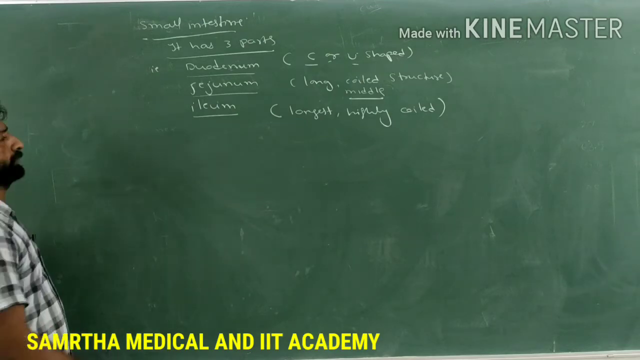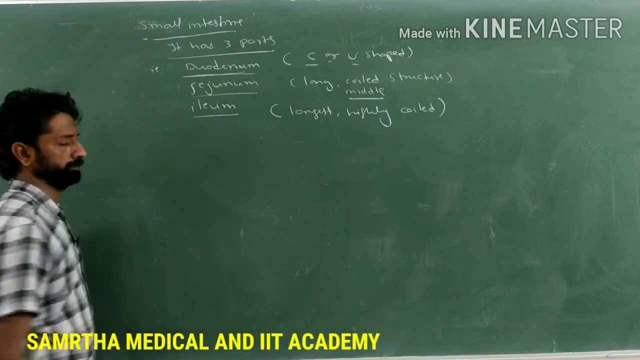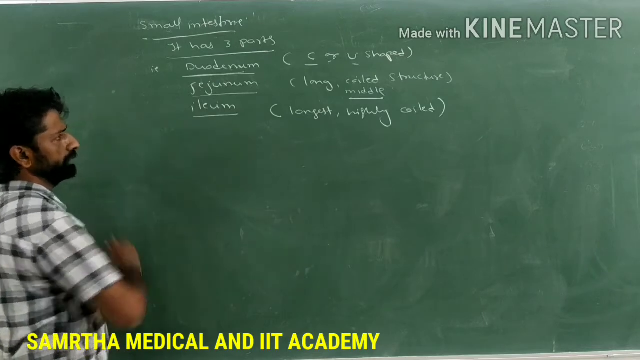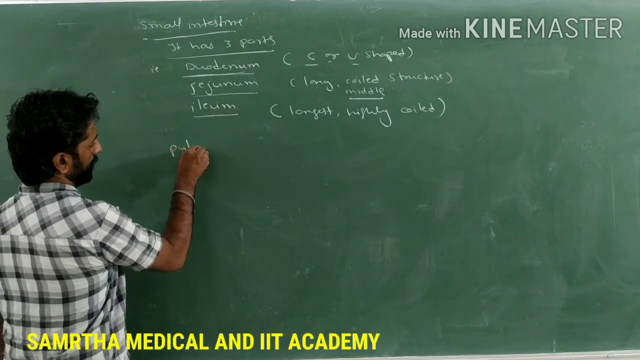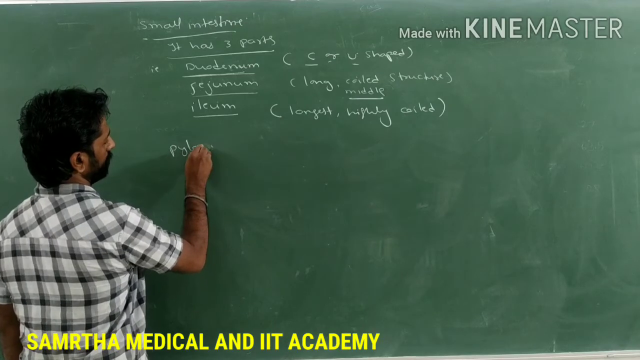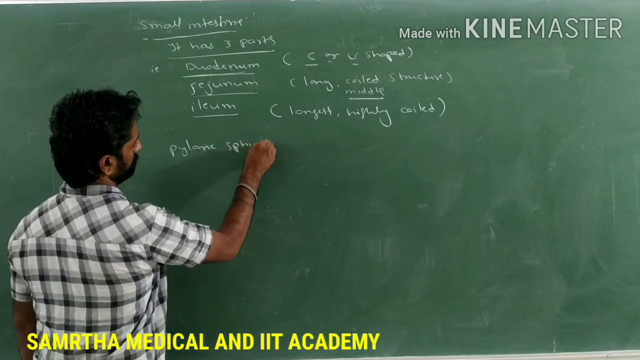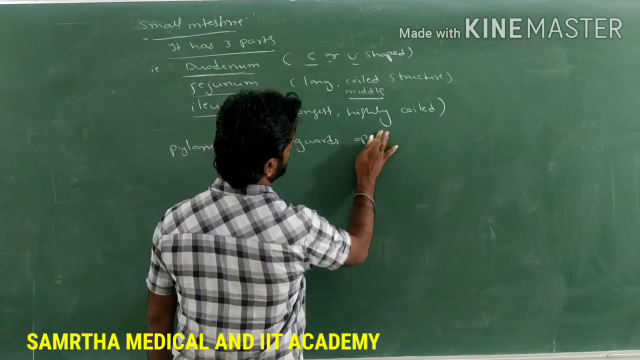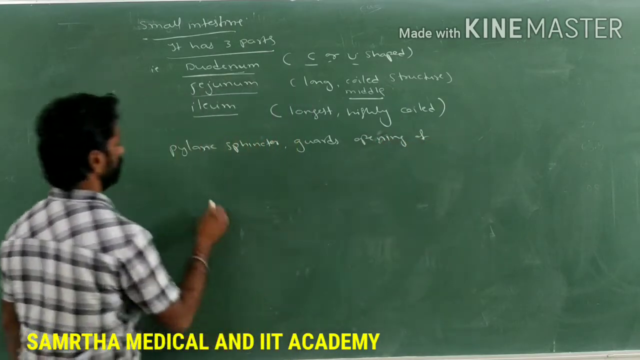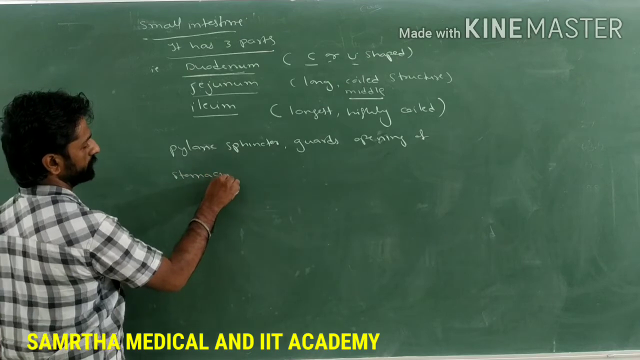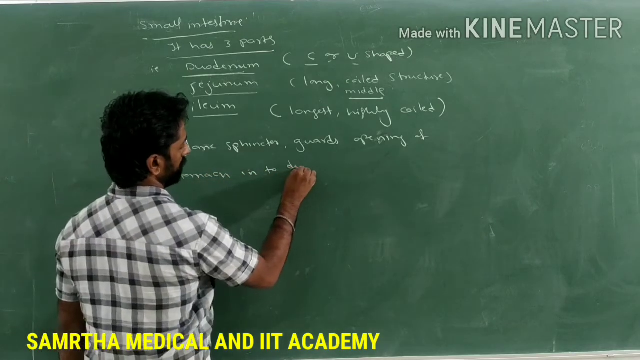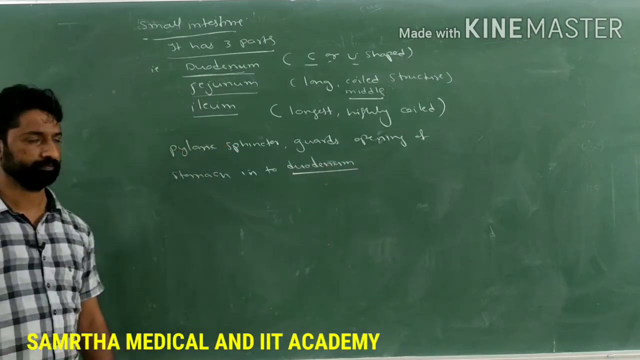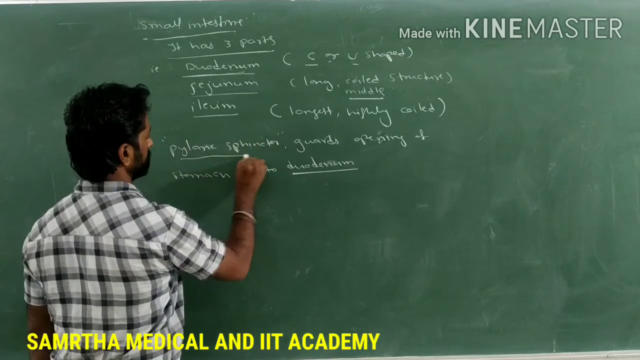And note that here the stomach, which opens into the duodenum, is guarded by the presence of a sphincter that is called the pyloric sphincter. So the pyloric sphincter guards the opening of the stomach, that is the pyloric stomach, into the duodenum region of the small intestine. So remember the name of this sphincter. It is called the pyloric sphincter.